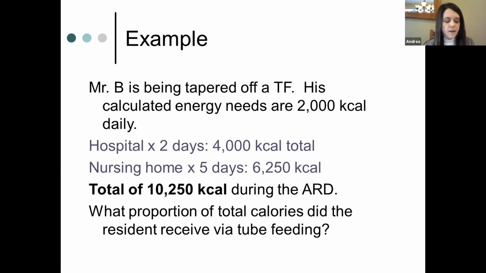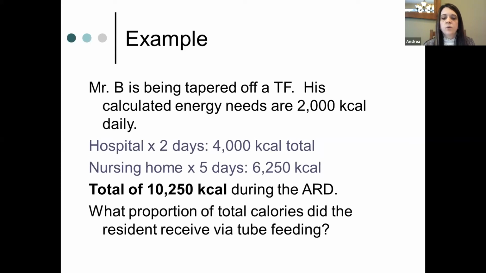Mr. B is being tapered off a tube feeding. His calculated needs are 2,000 calories a day. We've already had that calculated. You've added up the totals, looked at the enteral feeding they are on, and figured out how many calories. The total amount of calories for his 2 days in the hospital during the ARD 7-day look back was 4,000. And while at the nursing home, in those extra 5 days of the ARD period, he received 6,250 calories. So there was a total of 10,250 calories during the ARD.